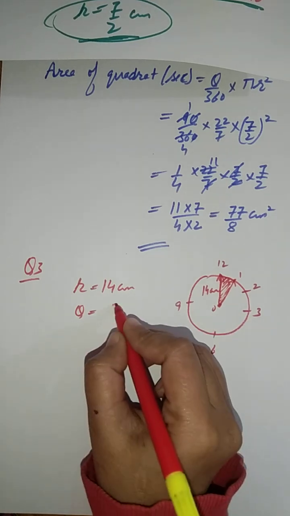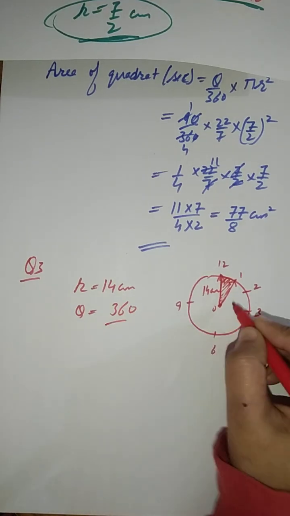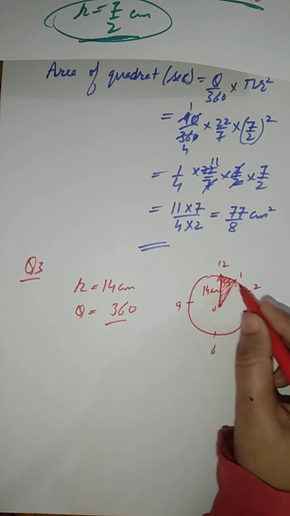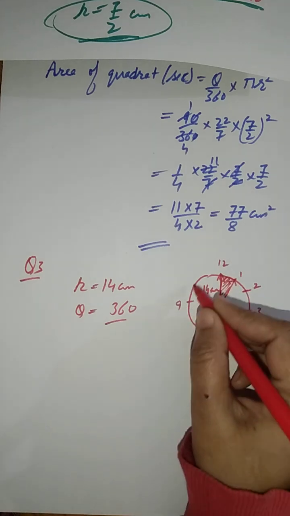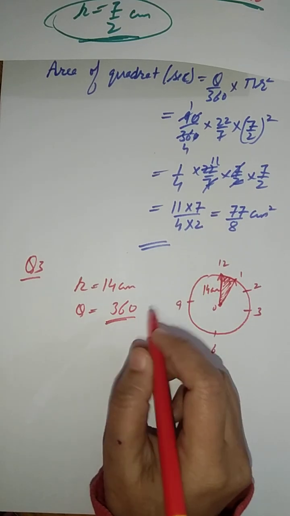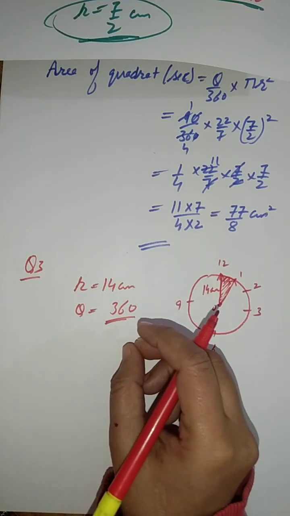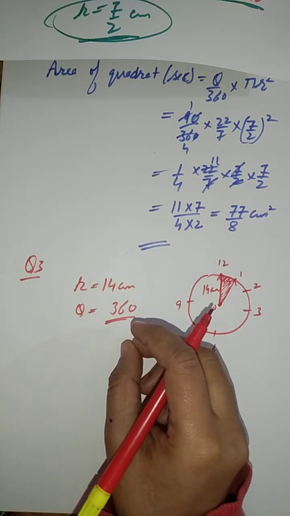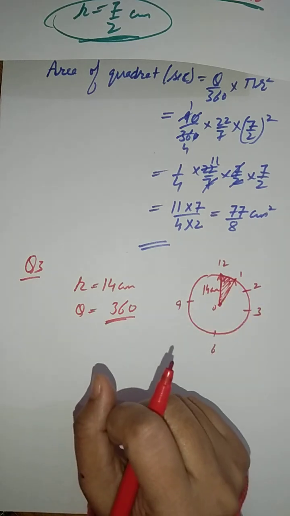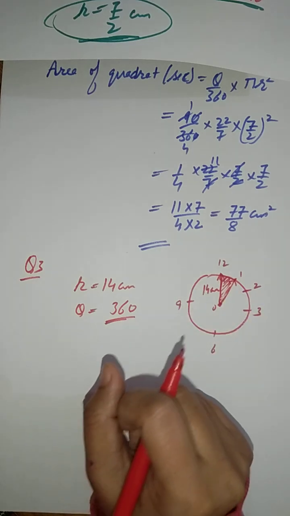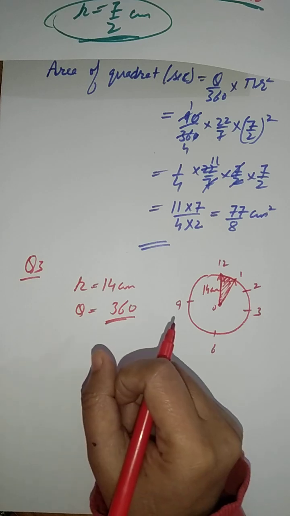We know that the complete angle is 360 degree. So if we start from here and this minute hand will take a full round, then the total angle made by this minute hand is 360, but we have to find the angle made by it in 1 minute only. So in 1 minute how much angle does it make?